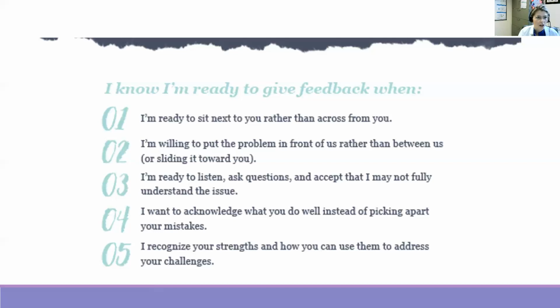So I know I'm ready to give feedback when, number one, I'm ready to sit next to you rather than across from you. So this makes me think about, I'm not wanting to be your adversary. I'm wanting to be your ally. I'm wanting to partner with you, get in that foxhole with you, shoulder to shoulder, and say, hey, how can we put the problem in front of us? And in fact, I think I just jumped to number two. I'm willing to put the problem in front of us rather than between us.